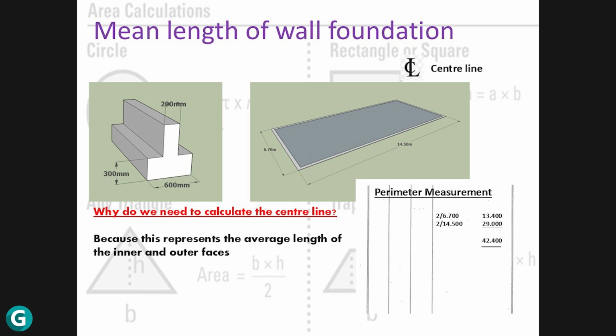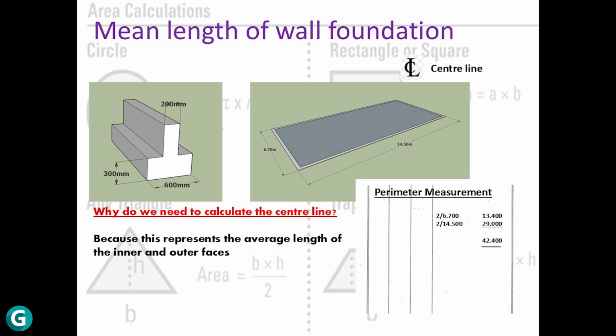So when and why do we use the centerline method? The centerline method is usually used when referring to foundations and exterior walls, and we use it because this represents the average length of the inner and outer faces. Let's have a look at the example shown.